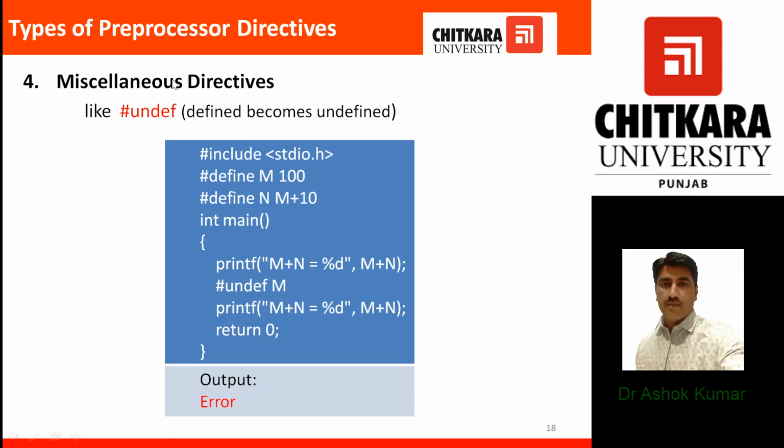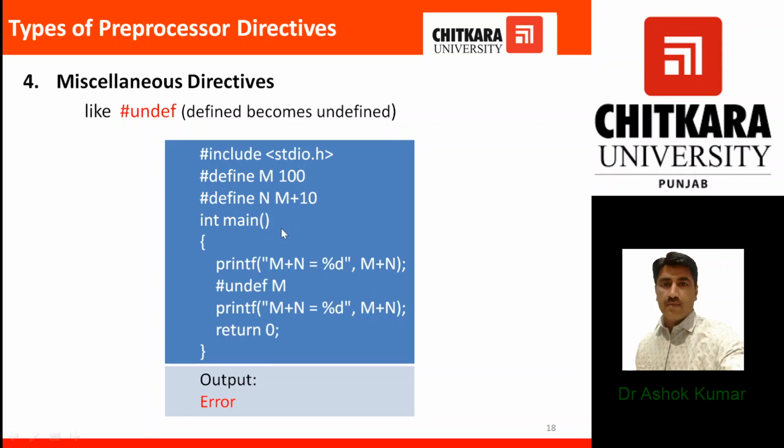Then there are some miscellaneous directives. One is undef. This is used to undefine a predefined directive, and let's discuss it with this example. In this case we have defined m, its value is 100. We have defined another named constant n, its value is m plus 10. So when it goes here, it will expand it, and here in this line we are undefining m. So once you have undefined a named constant, in the rest of the lines, if you use it, that will generate an error. So you are using it after that, so it will generate some error message.